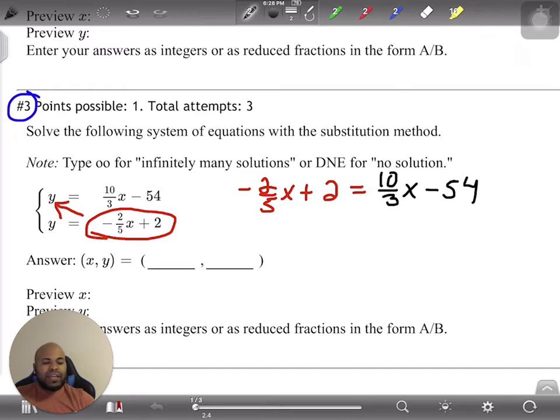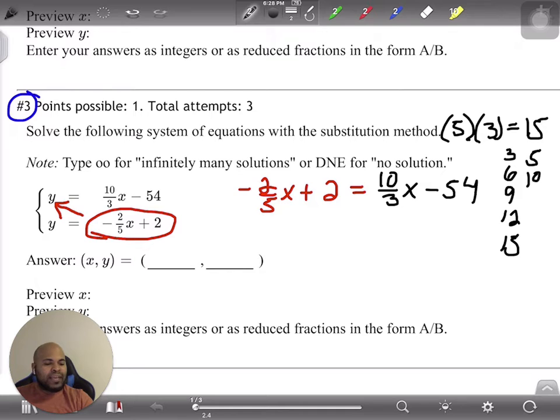each denominator individually. Now, I noticed that because of 5 and 3, 5 times 3 is 15, and the least common multiple between 5 and 3 is 15, because 3, 6, 9, 12, 15. Hopefully you remember this. And then 5, 10, 15. The first one that repeats is 15. Okay, so I'm going to multiply every single term in this equation by 15.